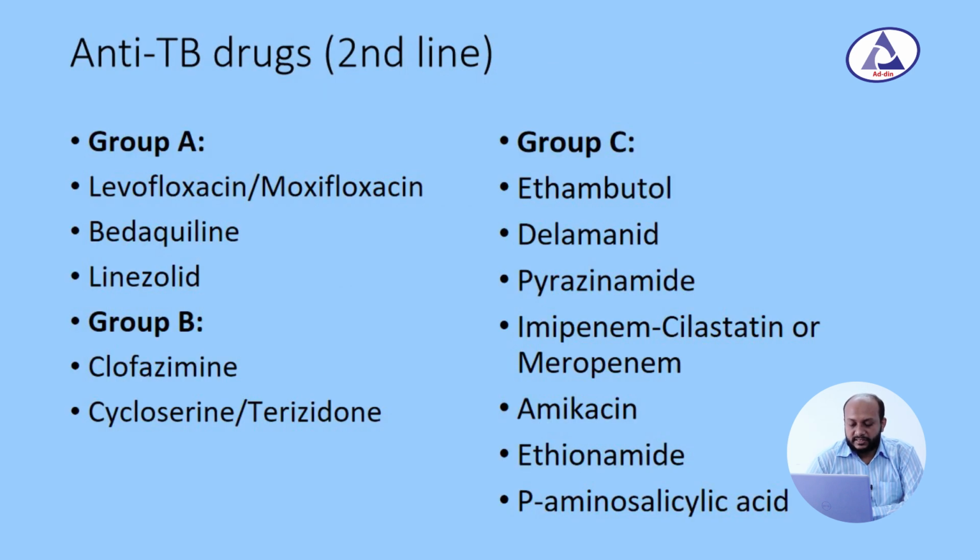And the second line drugs can be further subdivided into group A, group B, and group C. Group A: levofloxacin, bedaquiline, linezolid. Group B: clofazimine, cycloserine. Group C: ethambutol, delamanid, pyrazinamide, amikacin, ethionamide, and para-aminosalicylic acid.